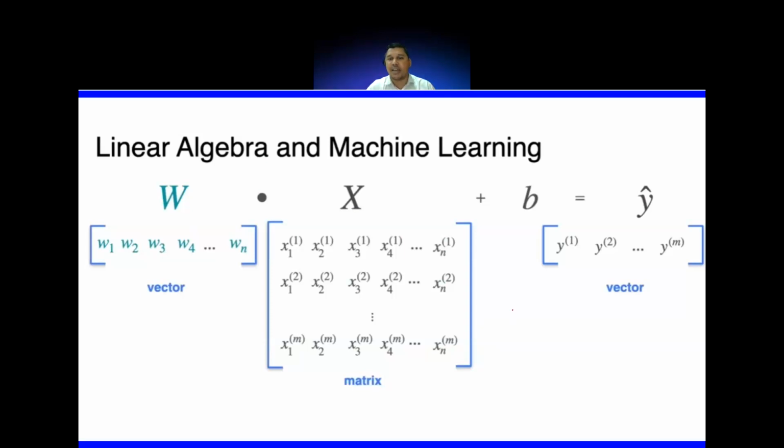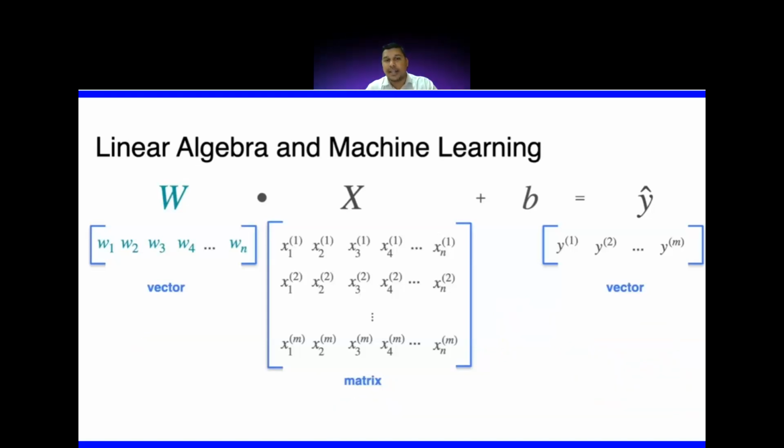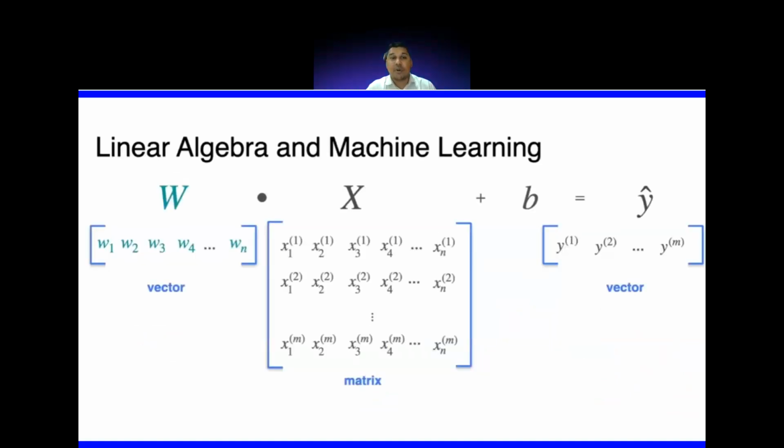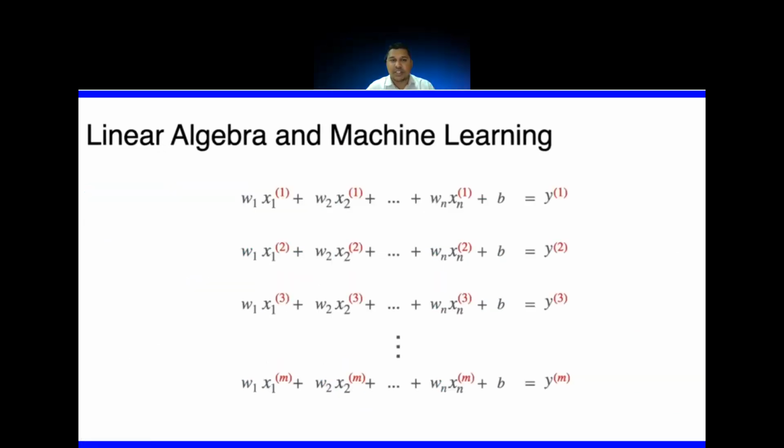Suppose your data set is a CSV file of 28 cross 15, which means I have 28 rows of data, and each row has 15 features. I am trying to build a regression model on top of it. So you have a matrix vector form. Now, putting this introduction aside, these are called a system of linear equations. Why is it called linear? Y equal to mx plus b is a linear equation.